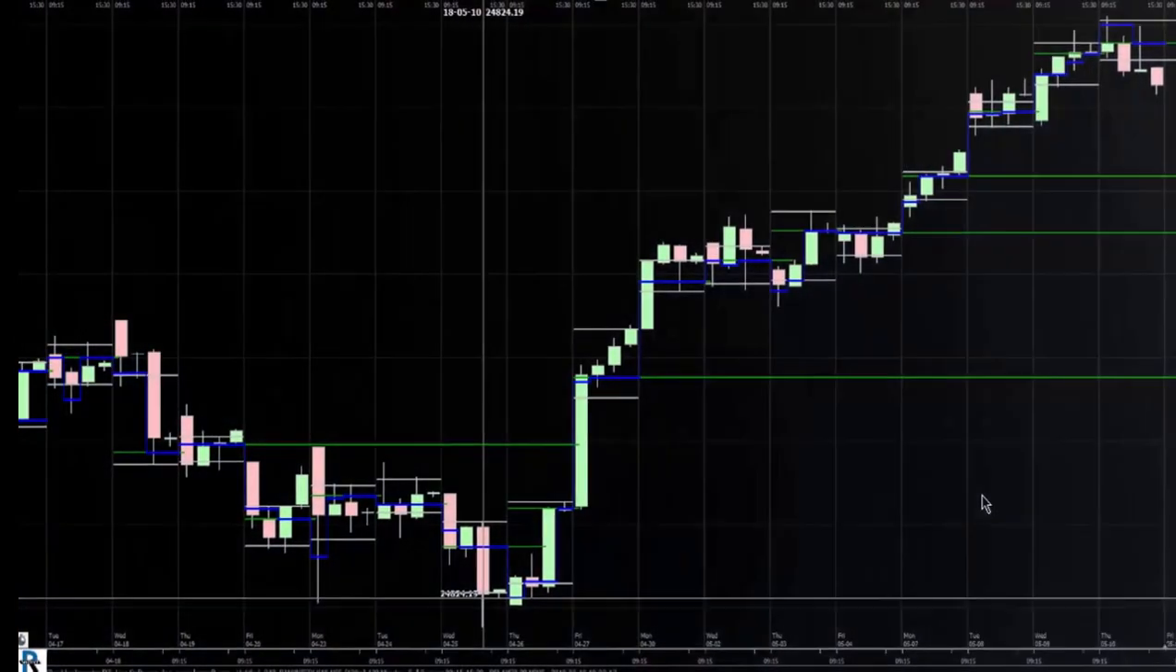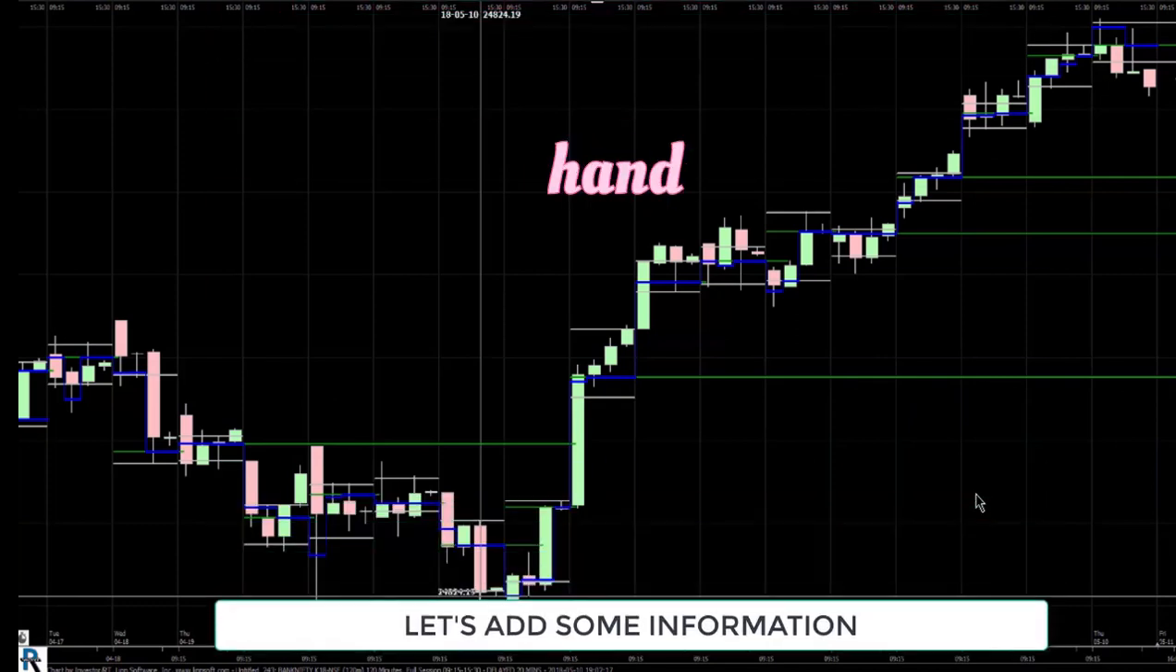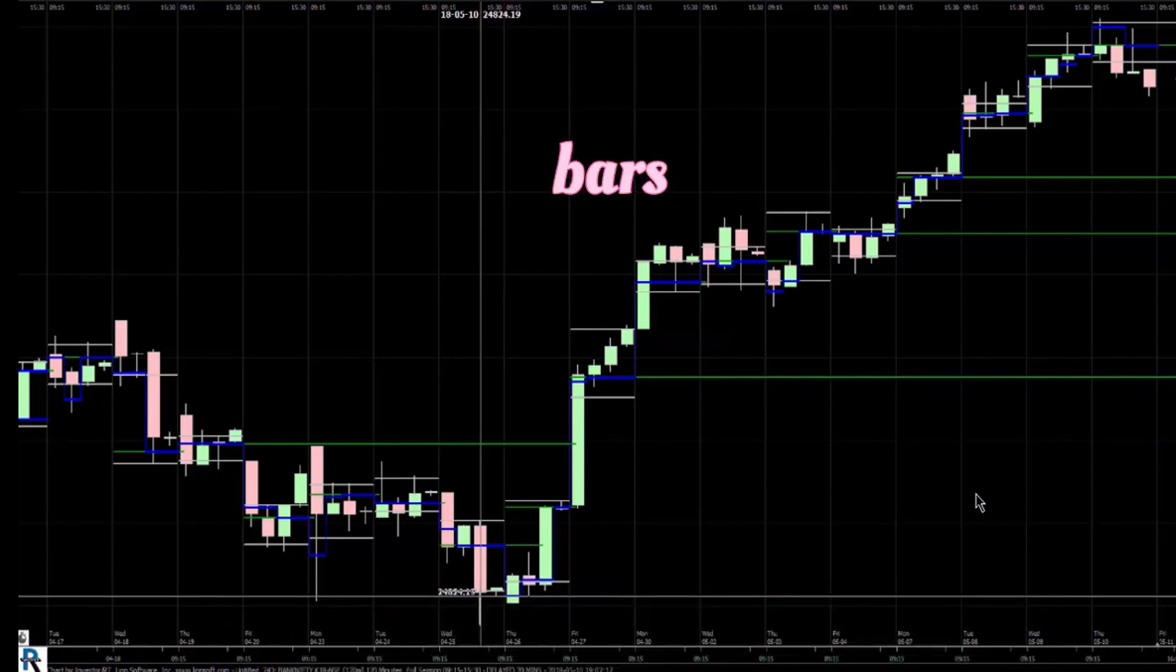Let's add some information to the chart then. So on this chart, on the left hand side, I've added certain blue horizontal bars to the chart. There's nothing else, it's the same chart, and the green lines which you see are an extension of those blue bars.